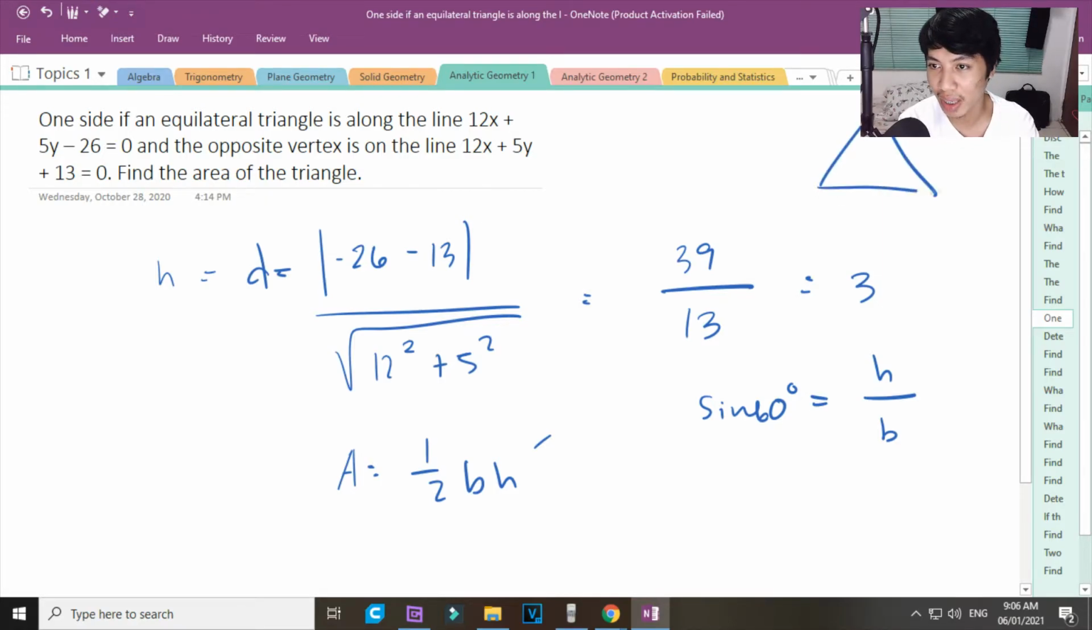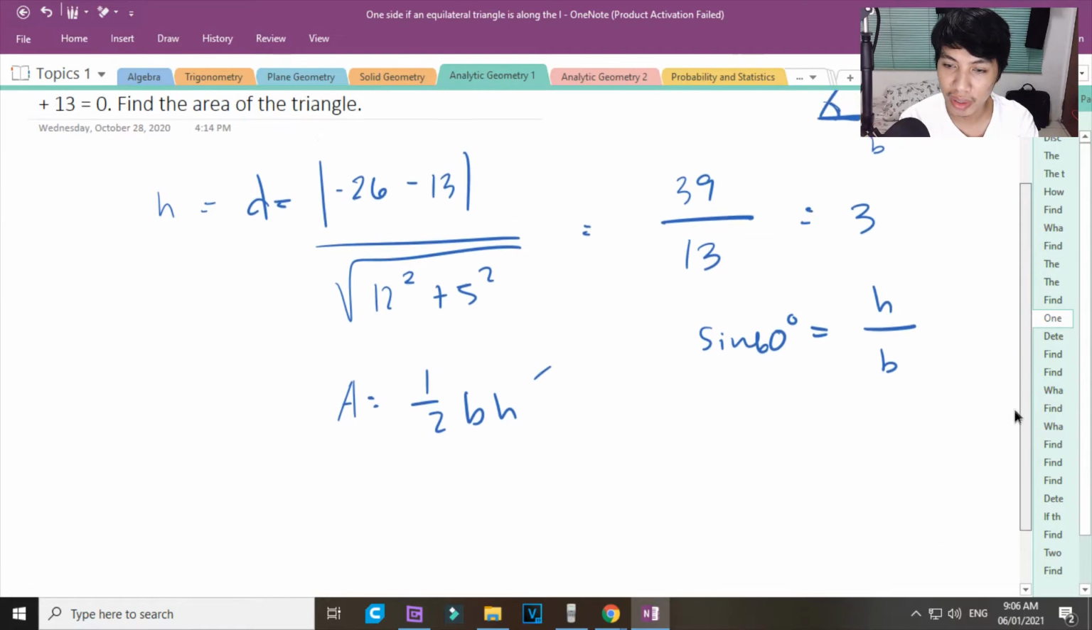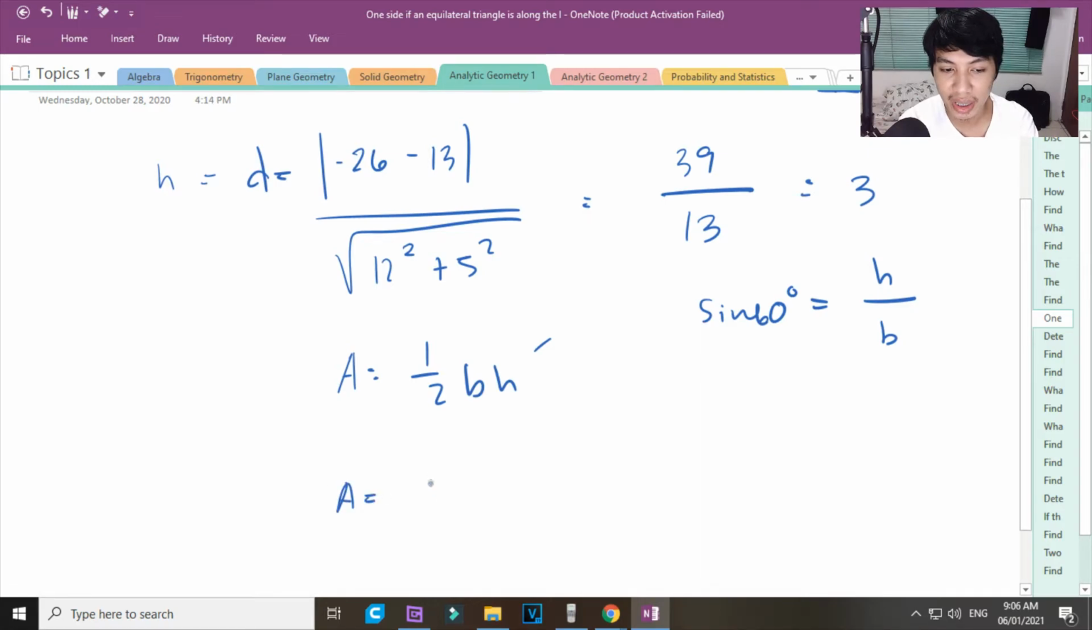Makikita nyo, ayan o. Ito yung equilateral triangle natin. Meron tayong height, meron tayong half ng base. Okay? The base. Kuha mo dito. Okay? 60. Dito, sin 60. And then, masolve mo na yung base. Meron ka na nito eh. Therefore, the area of the triangle is equal to 1/2 nung iyong base times height. But yung base mo is h over sin 60. Okay? H over sin 60, divide 3 over sin 60, multiplied by 3.